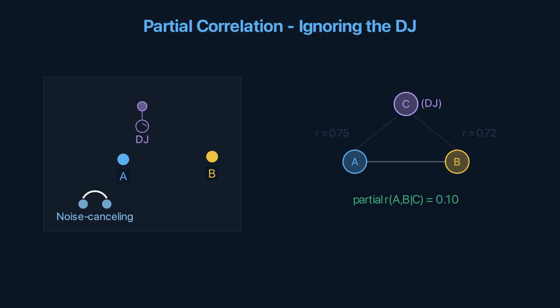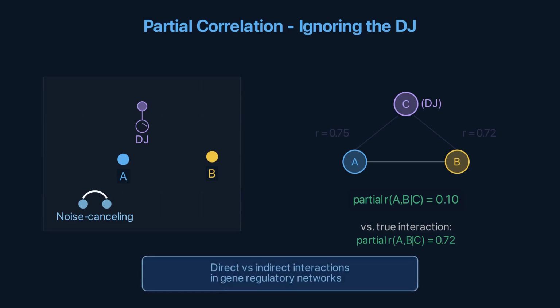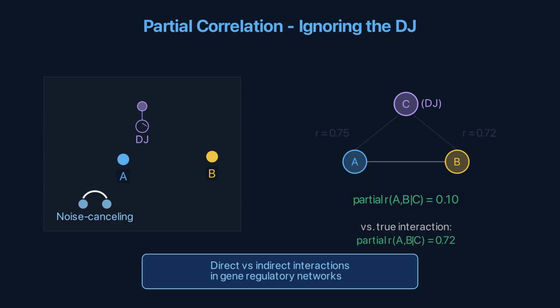In gene networks, this is the difference between direct interaction and indirect association. Gene A and gene B both correlate with gene C, making A and B look correlated. Partial correlation strips away C and reveals whether A and B truly interact.